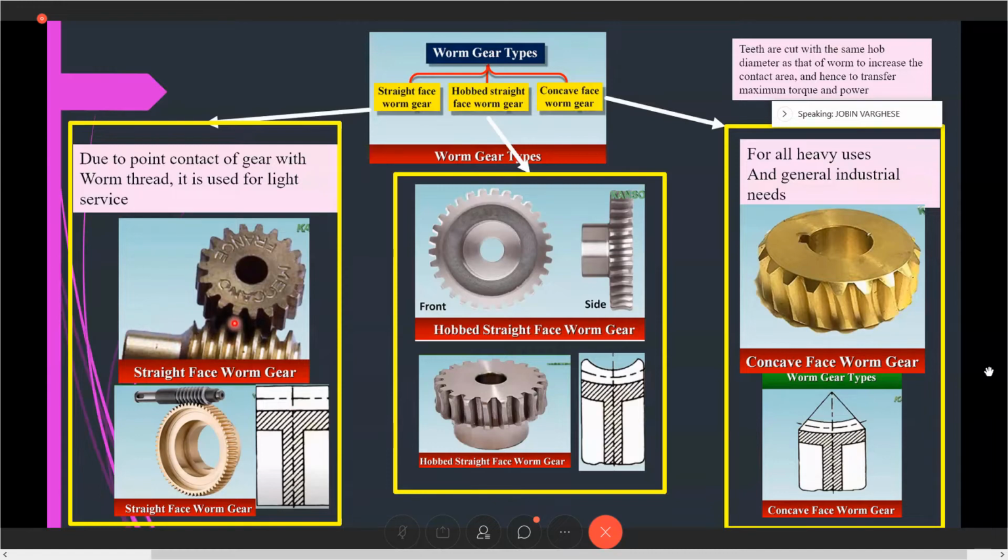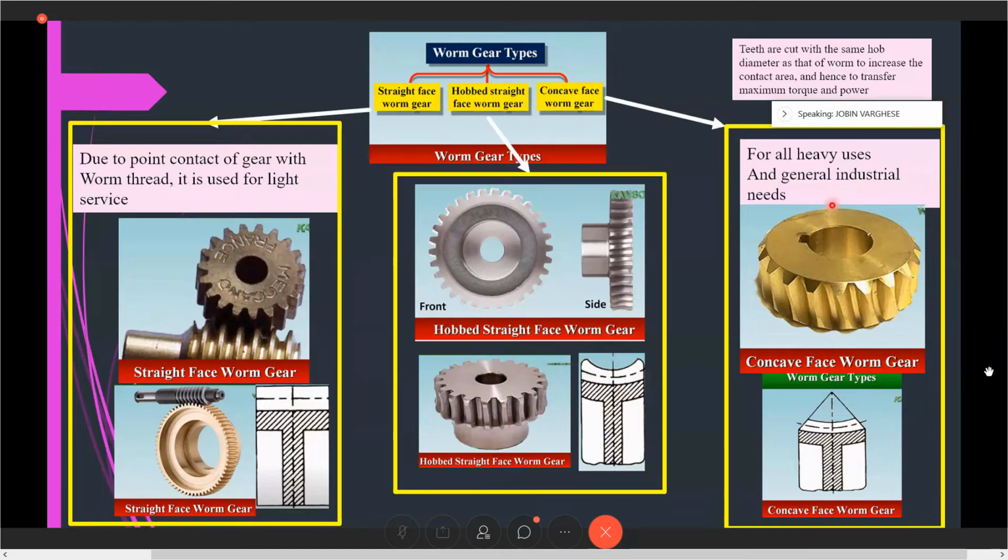So what happens is the contact area is much lesser, and a single point is actually transferring the force on each tooth. However, the second one is the half straight face worm gear. In this case, you can see there is a curvature over the teeth. When this curvature is matched with the worm, more contact area comes into being. That again we will see in our section.